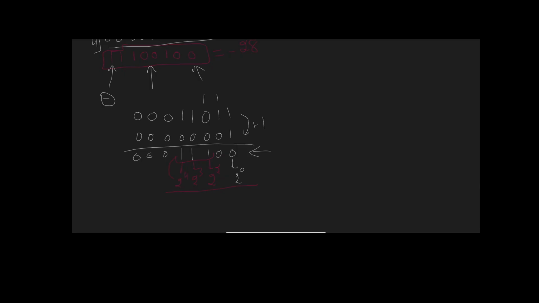So this will be 1 times 2 to the power 4 is 16, plus 1 times 2 to the power 3 is 8, plus 1 times 2 to the power 2 is 4. So adding these numbers will be equal to 28, and we know that it's a negative number from the most significant bit because it's 1, so this number will be equal to negative 28. So this is how we can verify our work.